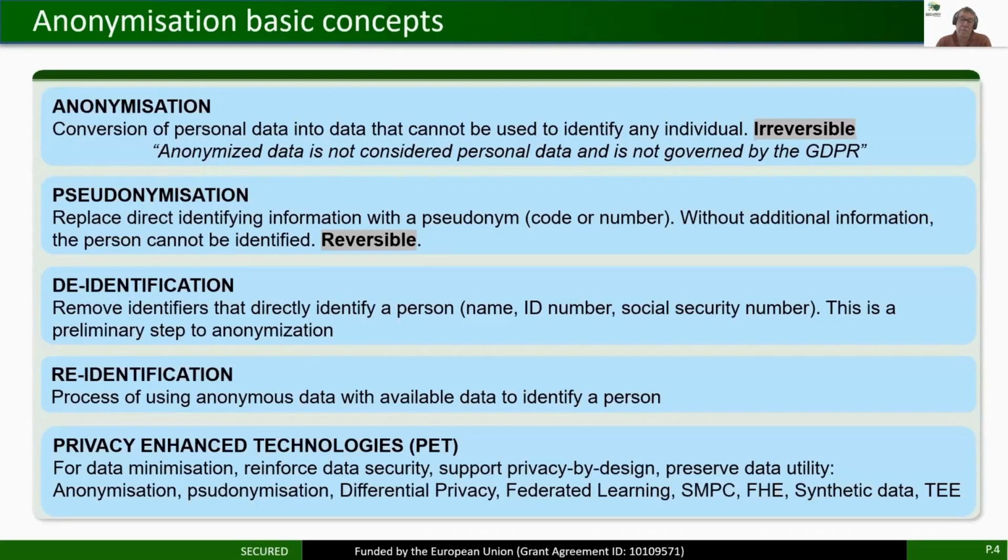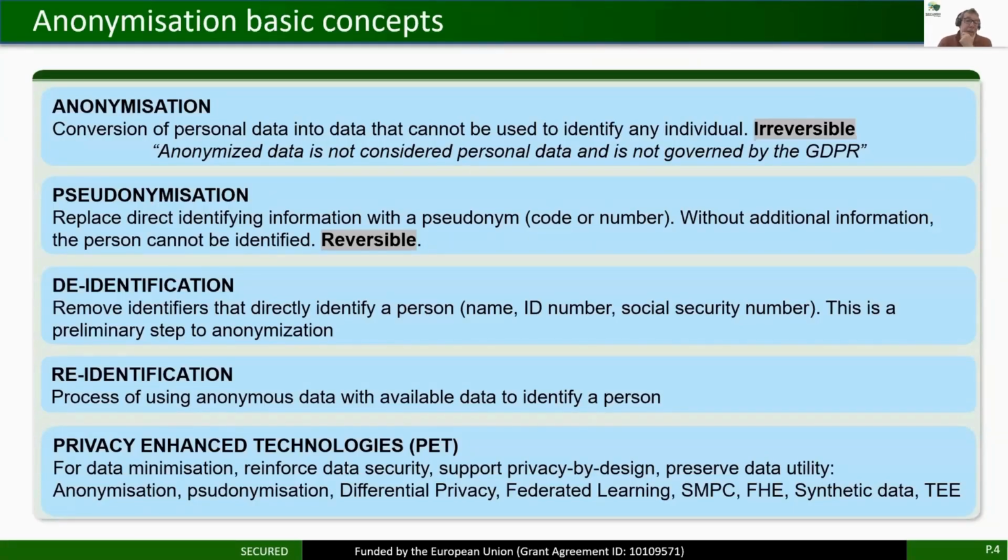Another concept that we need to consider is re-identification. That is the process of identifying a person by using anonymous data and other available external data. This is the reason why we say that anonymization is not perfect. And we have to consider the final purpose of the anonymized data and progress in technical aspects, such as post-quantum computing, that can facilitate the identification of users.